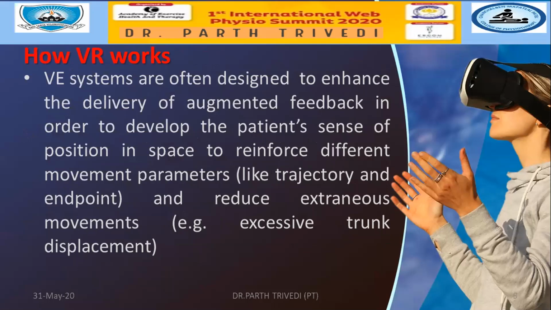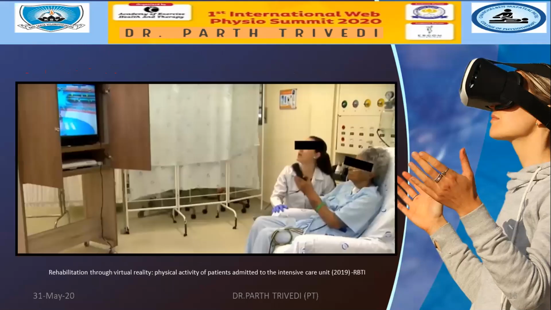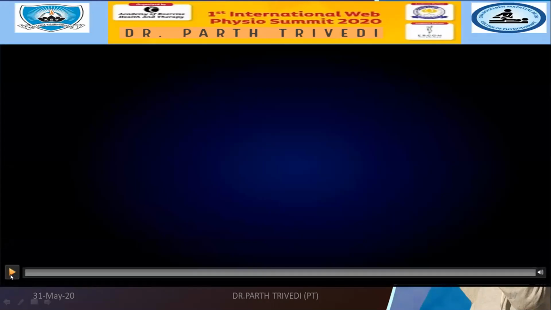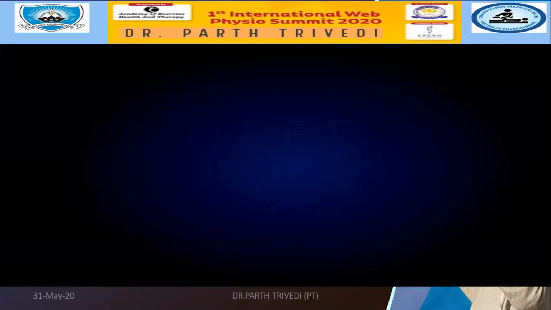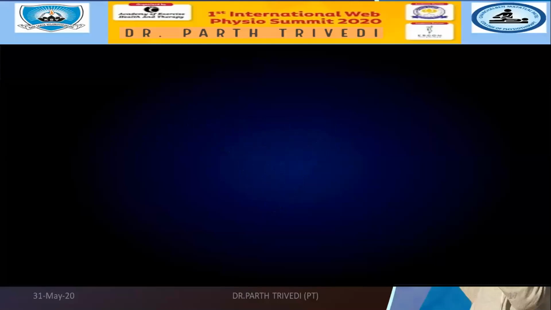As I said, it works on the feedback. It works on the feedback of the patient's sense and position, and then it gives various parameters. Okay, so we will see one of the units. You'll see one of the videos. This is basically a breathing technique using virtual reality, showing how breathing control can be achieved through a virtual environment.